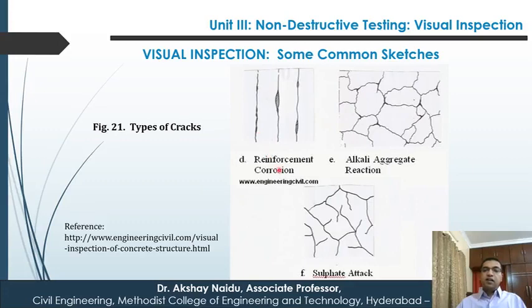Then these are cracks due to reinforcement corrosion. You can see at certain places the rust volume is high, and this has happened. Then this is a crack pattern due to alkali aggregate reaction due to sulfate attack. Remember alkali aggregate reaction, the pattern is more like alligator scales.